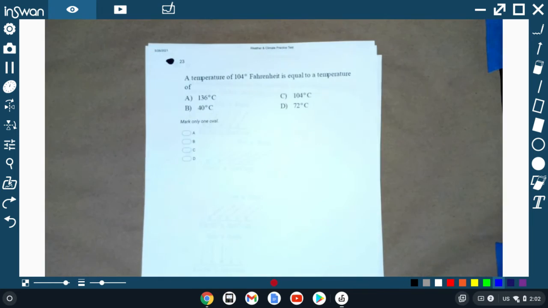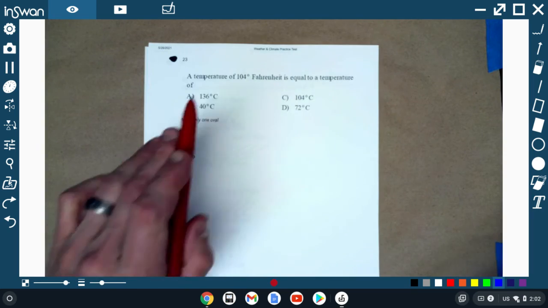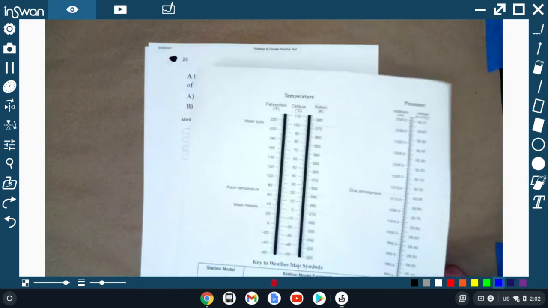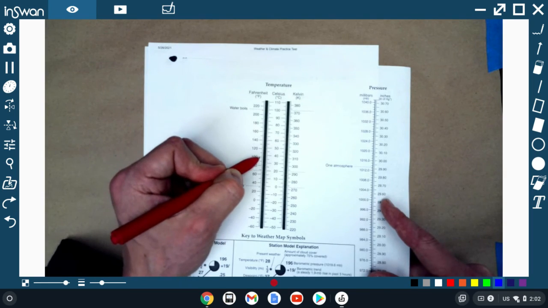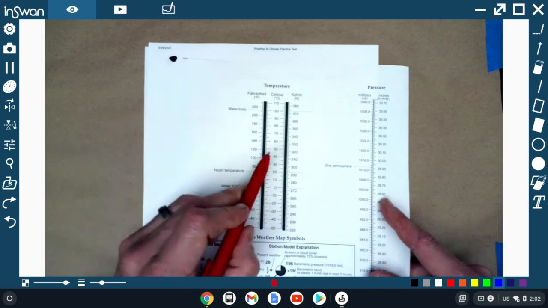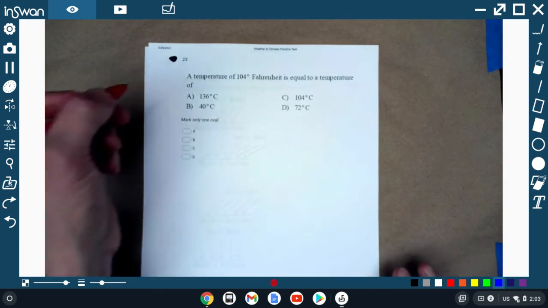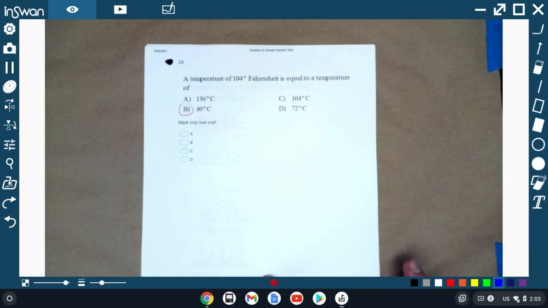Here we go. We have another example. We had a decent amount of votes for converting Fahrenheit to Celsius. So 104 degrees Fahrenheit is what in Celsius? Well, we're around 100 right here. We'll go up 2 tick marks because they go up by 2. So 100, 102, 104. It looks like it's around 40 degrees Celsius. And 40 degrees Celsius is one of our choices. So 23 is letter B.